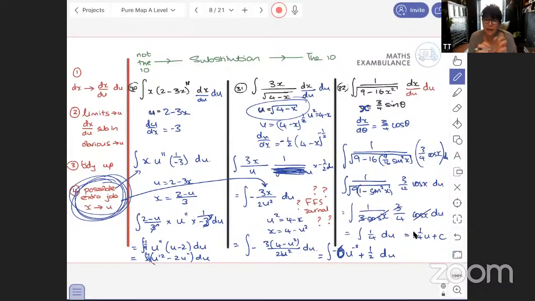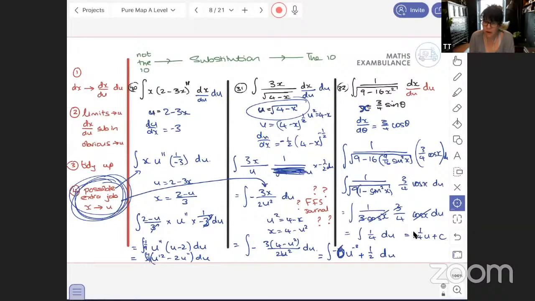So the detail is a pain. The detail and the algebra is fiddly, definitely. Fiddly, annoying, difficult, lots of mistakes, lots of FFS journal coming in here. But the structure of the substitution is always the same.